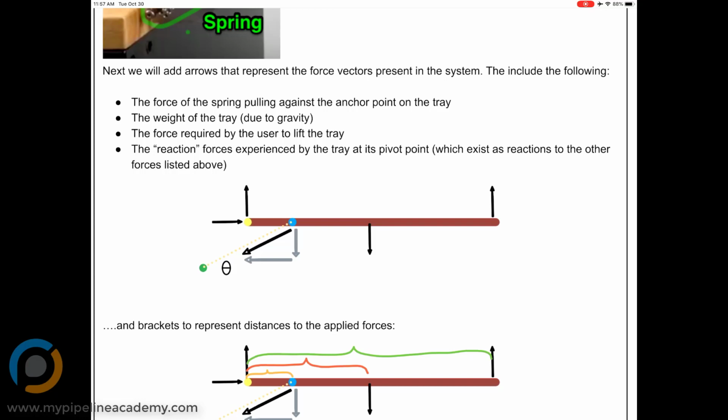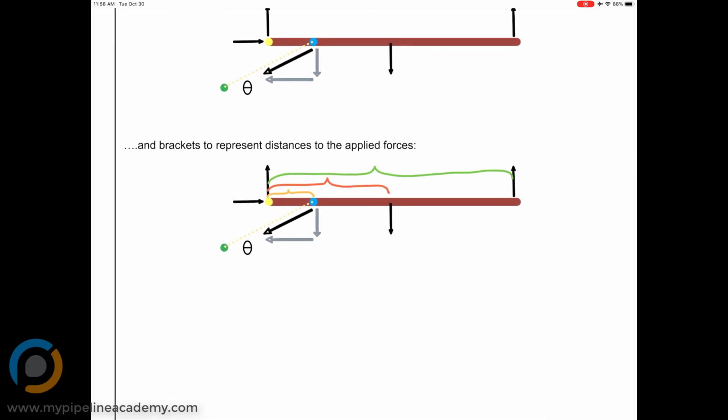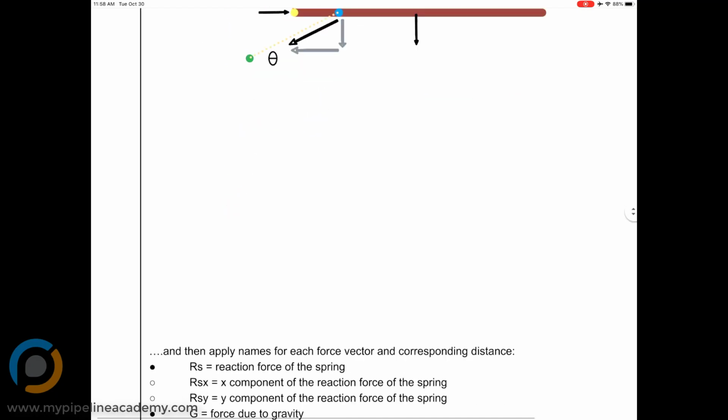So first, starting from the far left, where our yellow dot is, we have two arrows there that are reaction forces. Whatever the tray is mounted to is pushing back on the tray in X and Y directions. Then we've got the black arrow pointing down and to the left from the blue circle. That's the force of the spring pulling down on the tray. We have the force of gravity, the black arrow in the middle pointing down, acting on the tray. And then we have the force of the user down at the far right side, the black arrow pushing up on the tray. Now we just put some brackets in here that we're going to use for distances.